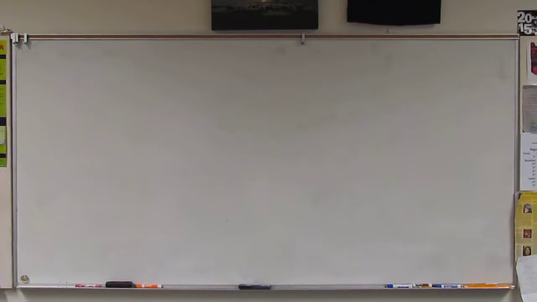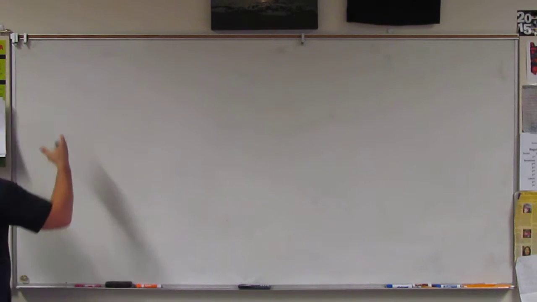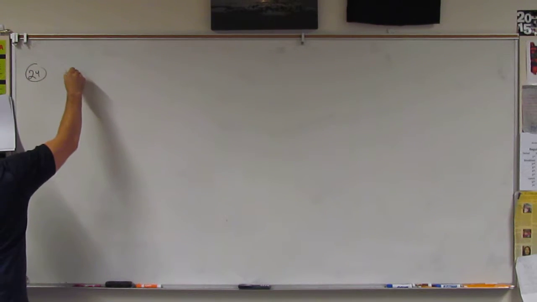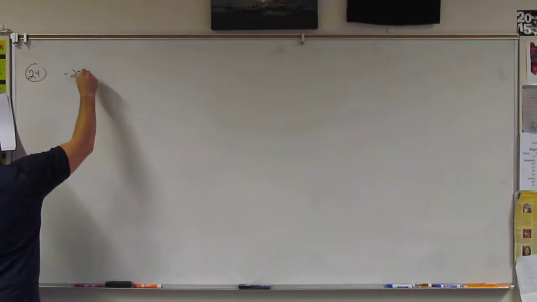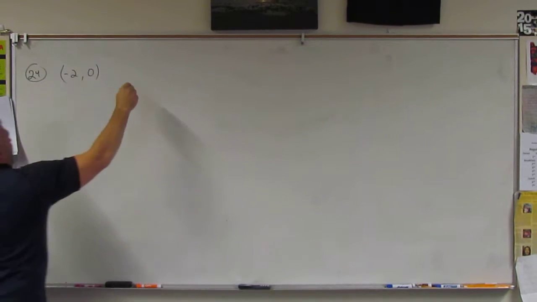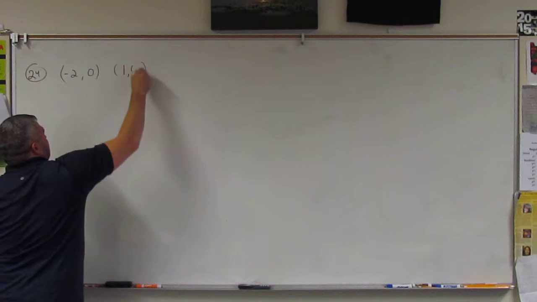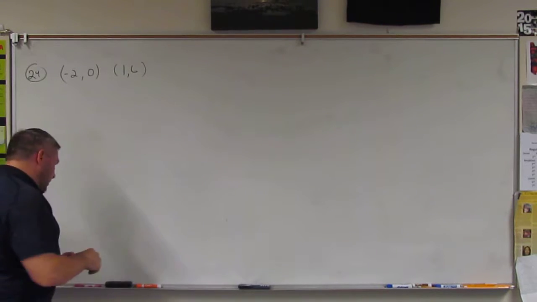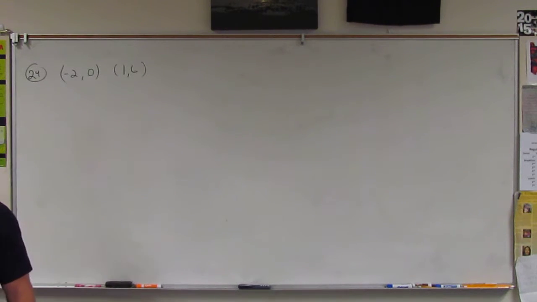This next one, let's do one at a time. Alright, so distance formula for number 24, okay? And that's going to be -2 and 0, right? And 1 and 6, okay? Alright, -2 and 0 and 1 and 6, okay?